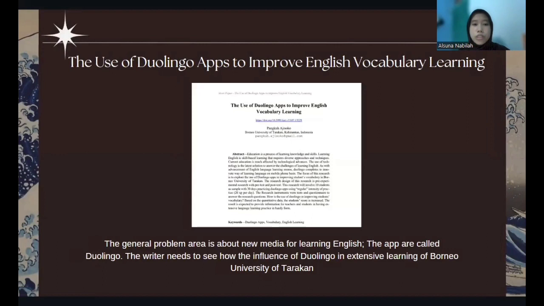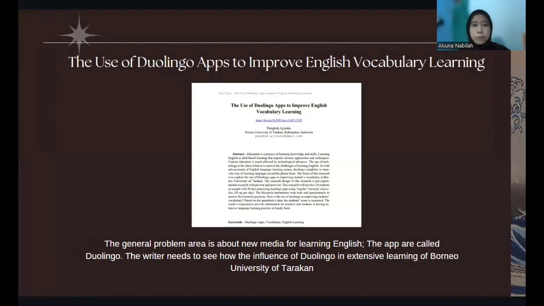Next is the fifth article, the use of Duolingo apps to improve English vocabulary learning, written by Pankor Ajisoka in 2020 exactly. The general problem from this article is about new media for learning English. The app is called Duolingo. The writer wants to see the influence of Duolingo in extensive learning at Borneo University of Tarakan.